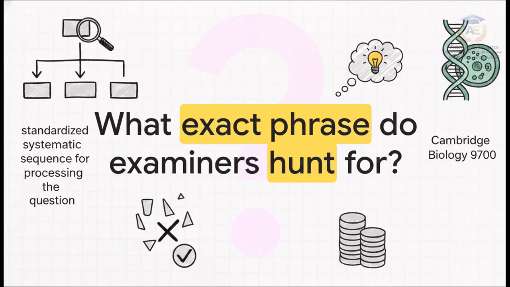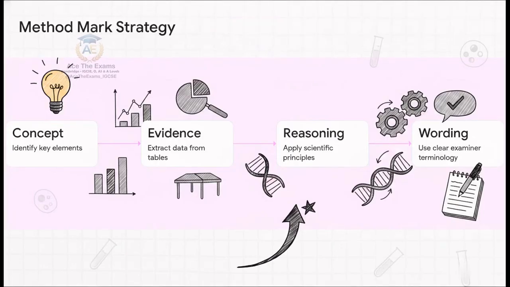In just a moment, I'm going to show you the exact examiner clue that changes your answer completely. But first, you need the framework that makes that clue super obvious. Because if you don't have a standardized, systematic sequence for processing the question, that phrase will slip right past you, and you'll leave vital points on the table. Here is your secret weapon, laid out in four steps.